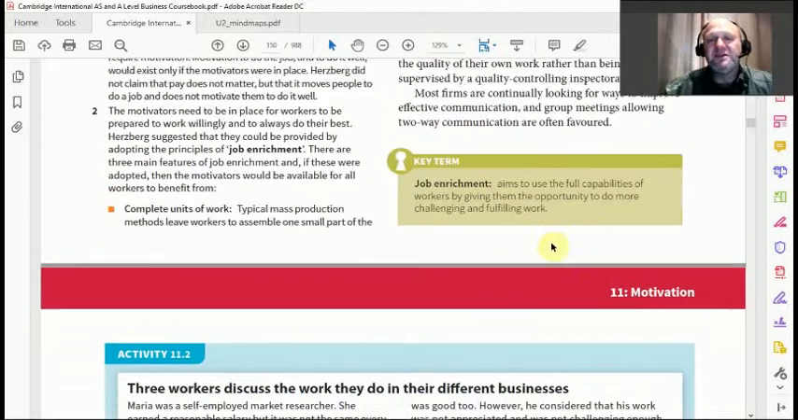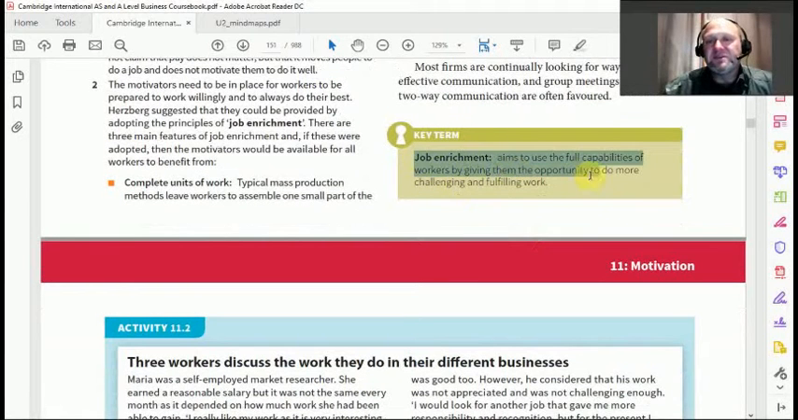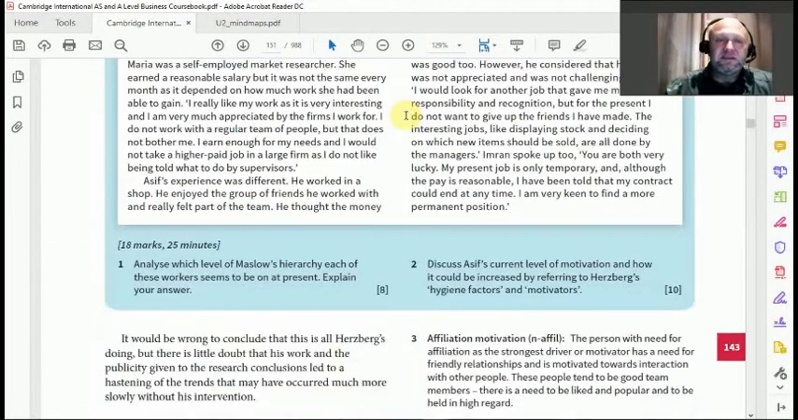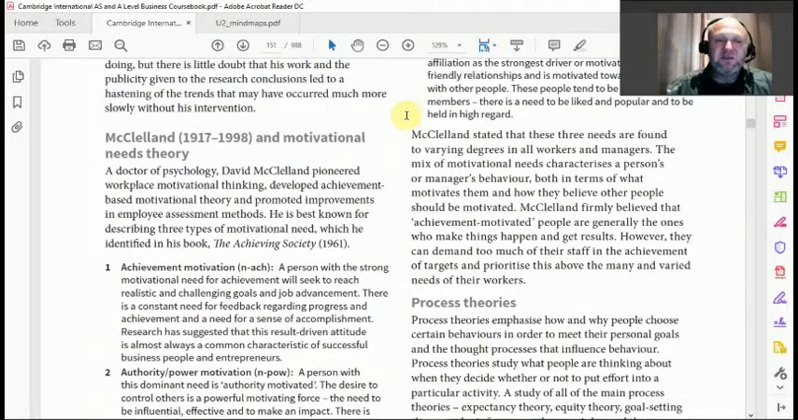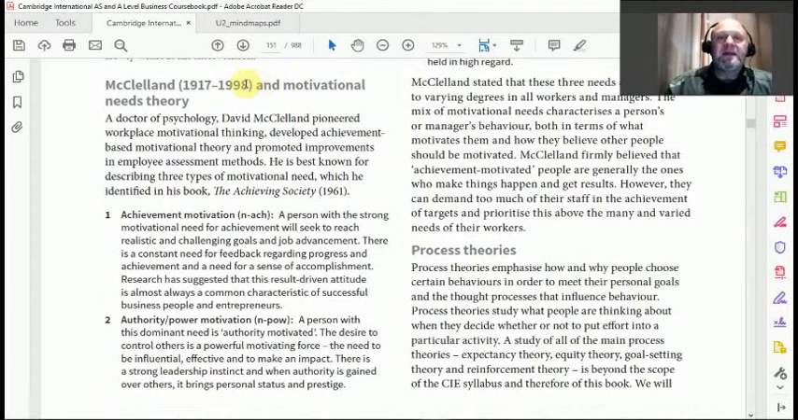Okay, so basically, as a summary, job enrichment aims to use the full capabilities of the workers to give them the opportunity to do more challenging and fulfilling work. Right, and then there's an activity there that you guys can go through. Then McClelland came around and he introduced motivational needs theory.